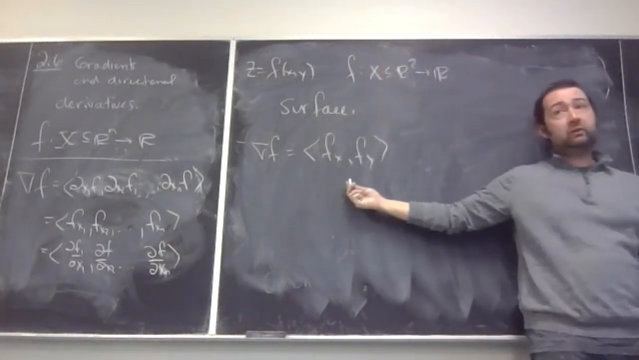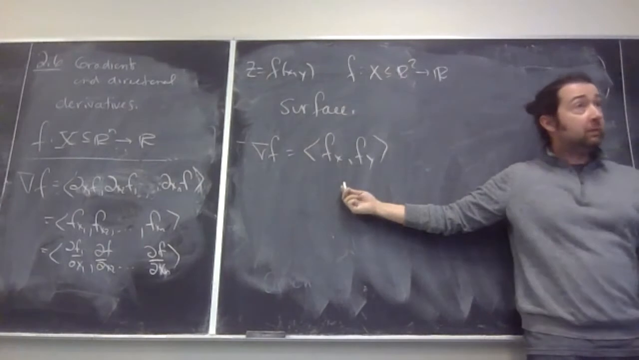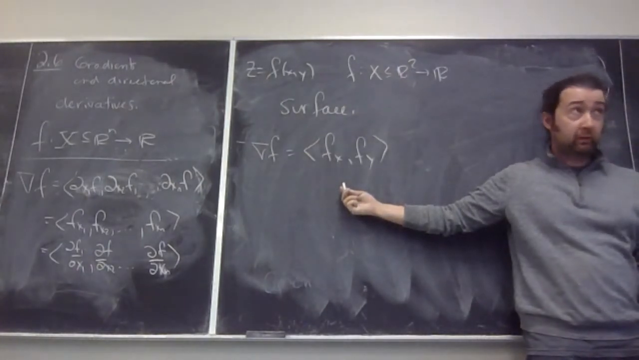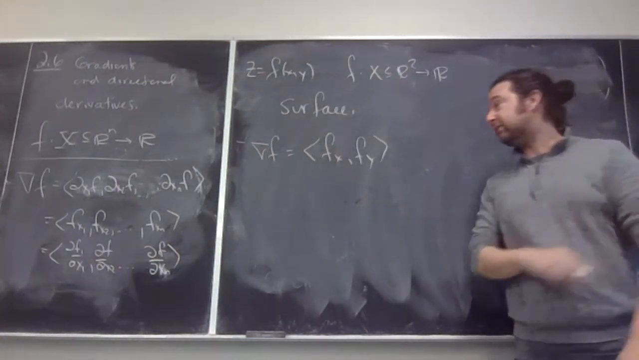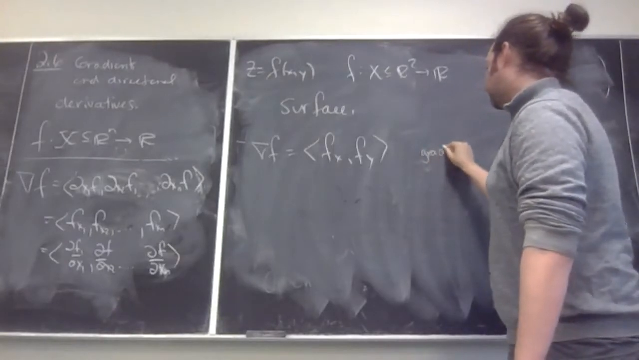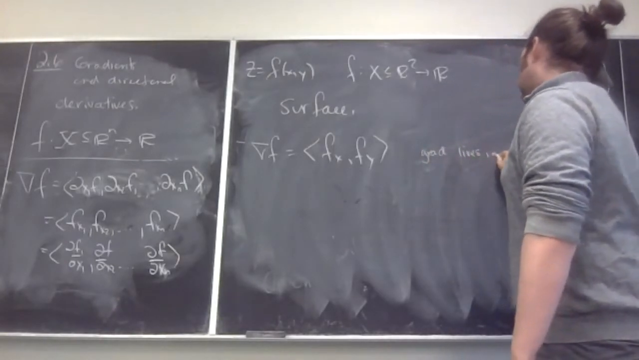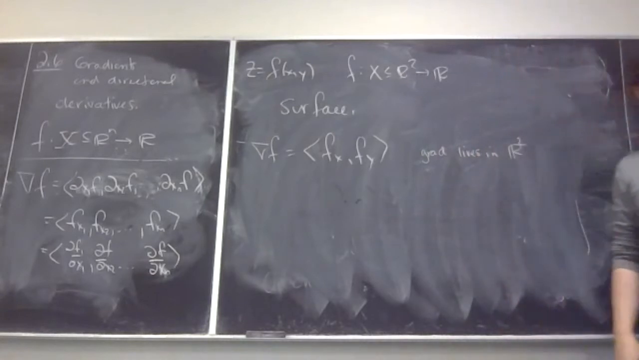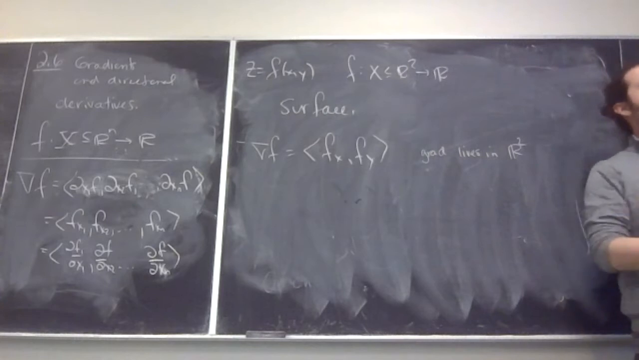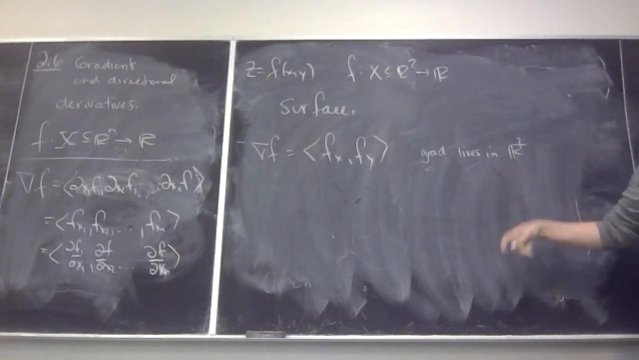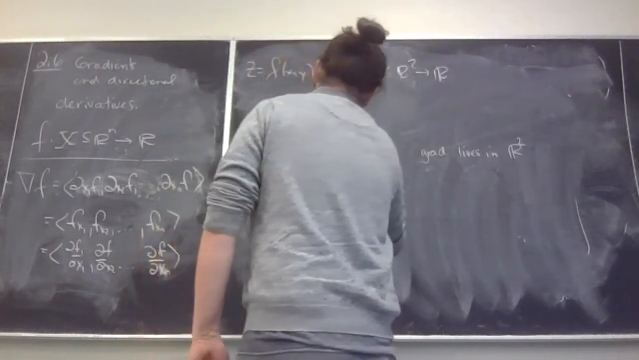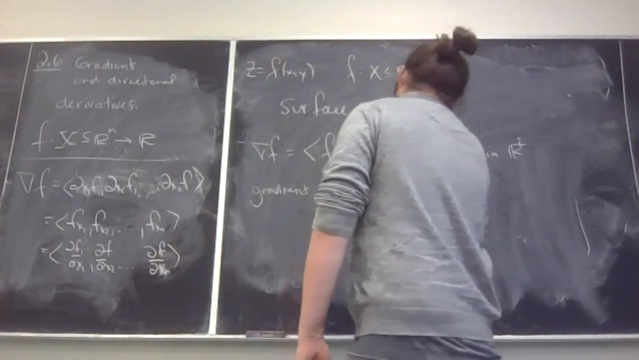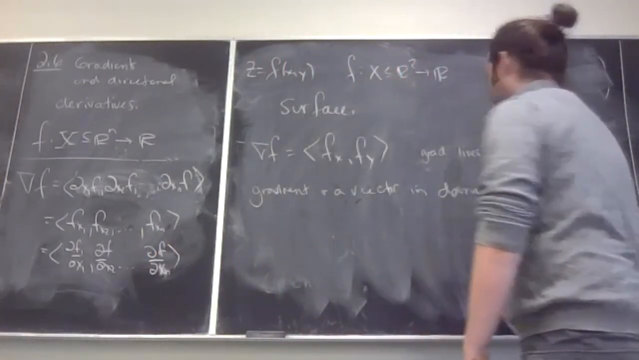And notice that does not live in the surface. The surface would take 3 points for it to live, right? 3 points are required to live in three-dimensional space. There's only an x and a y here. So whatever the gradient is, the gradient lives in R2, not R3. So we can think about the gradient as being a vector somehow attached to the domain of the function. The gradient tells you something about what's going on in the domain. Gradient is a vector in the domain. What could that possibly mean?